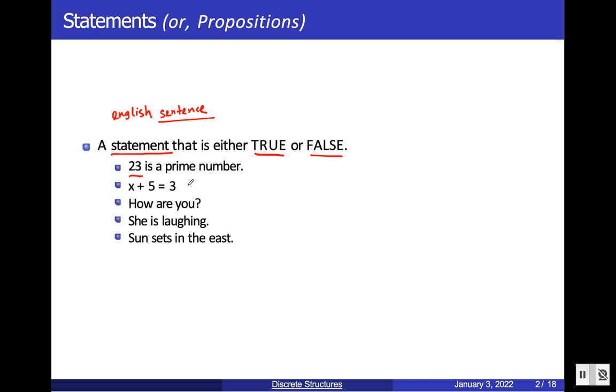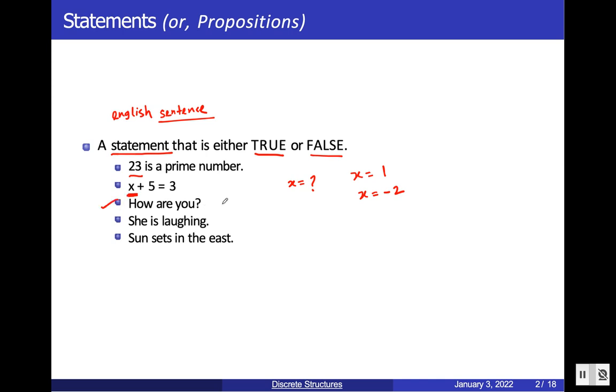x plus 5 equals 3. What is the value of this sentence? Do you know whether x plus 5 equals 3? This could be true or false, but do we know that? Because what is the value of x? If x equals 1, then 1 plus 5 does not equal 3. If x equals minus 2, then the value of this sentence will be true. Here the problem is the value of x is not specified, so we are not going to know whether this is true or false.